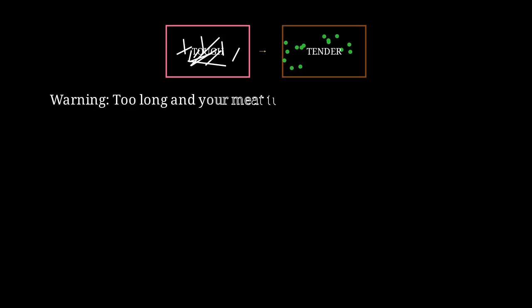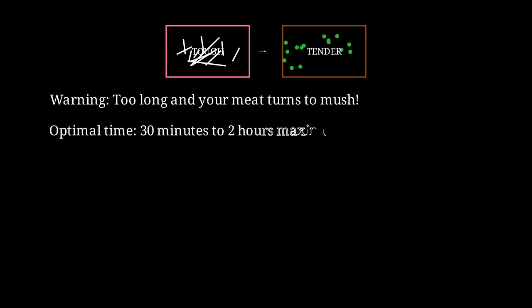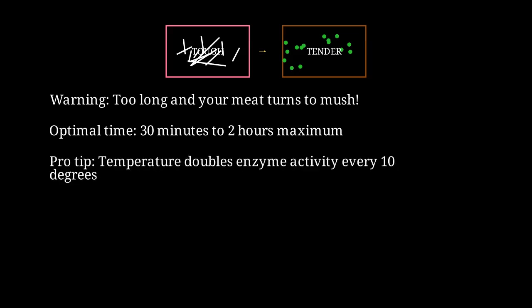But be careful. Leave it too long, and those enzymes will turn your expensive steak into complete mush. For most meats, 30 minutes to 2 hours is the sweet spot for tenderization without mushification. Pro tip: temperature matters too. Enzyme activity roughly doubles for every 10 degrees Celsius increase in temperature.